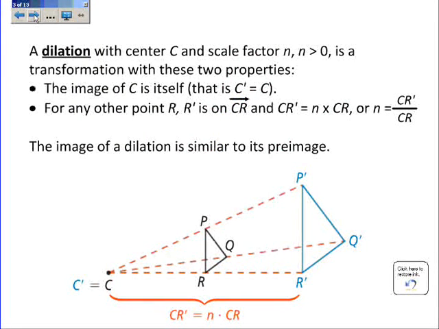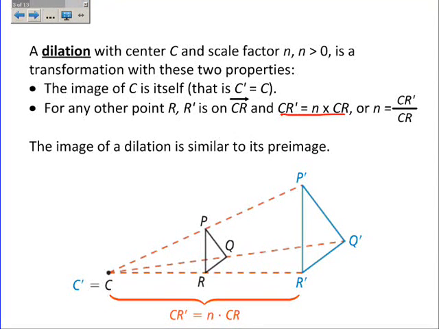The book defines a dilation this way. A dilation with center C and a scale factor of n greater than 0, again, we're not looking at negative scale factors, is a transformation with these two properties. One, the image of C is itself, so if you're dilating the center point C, its image will be the same as itself, so C prime is equal to C. Two, for any other point, for example R prime is on ray CR, and CR prime is equal to n times CR. We just looked at several examples of this formula.